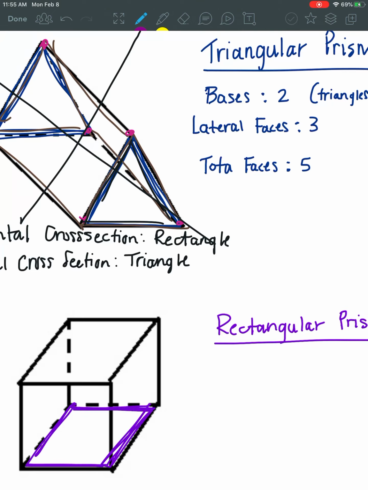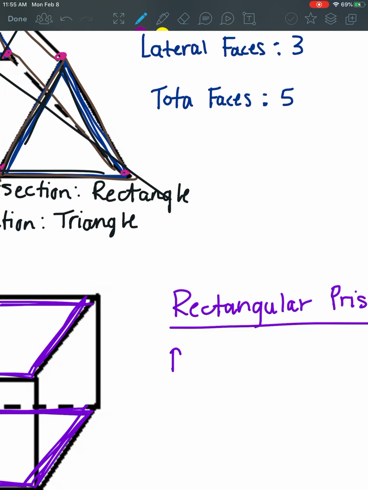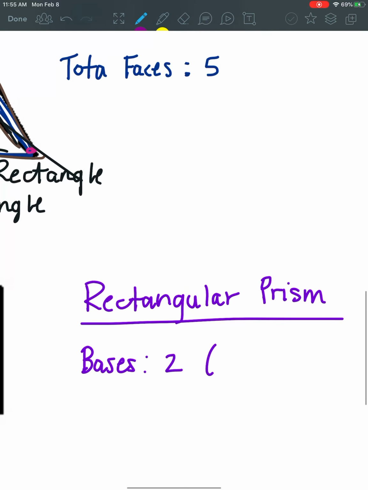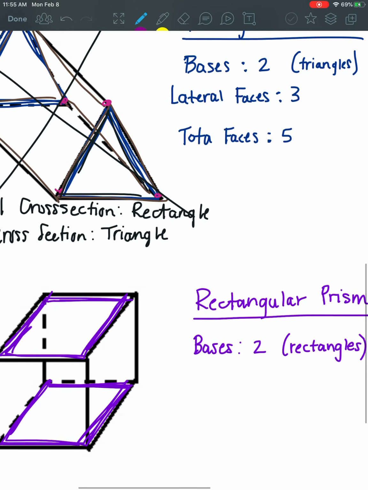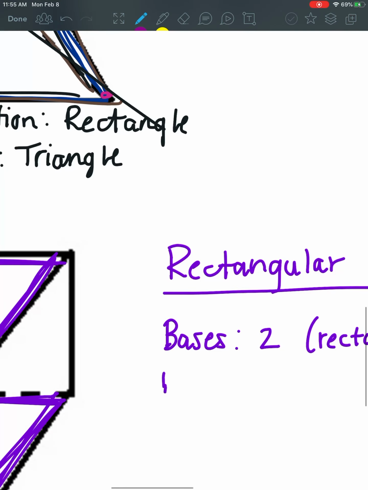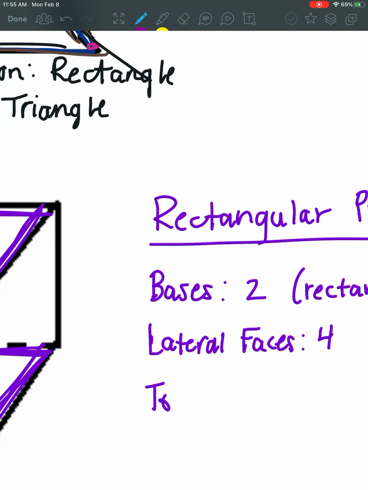A rectangular prism, you could turn it many different directions, so it depends on how you look at it. We're going to assume it's sitting on its base. So there are 2 bases, and those are rectangles. We're going to assume they're rectangles because it's not showing us that they're all the same face, that they're squares. Okay, the lateral faces then are those 4 on the outsides of those, on the sides. So lateral faces, we have 4. So there are a total of 6 faces in a rectangular prism.